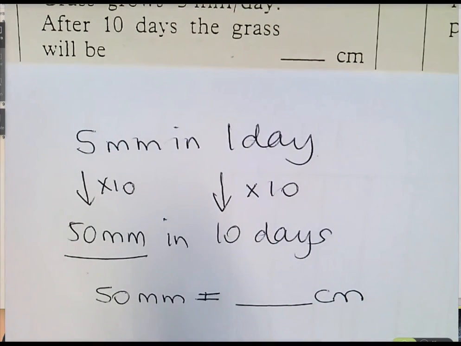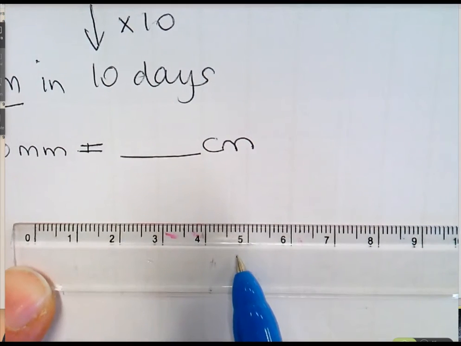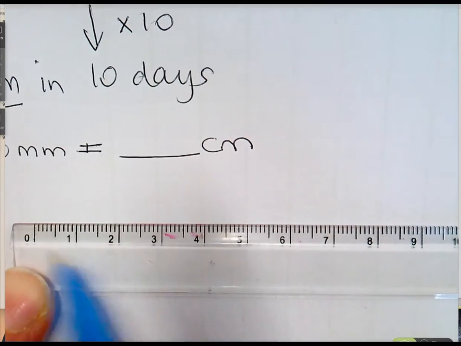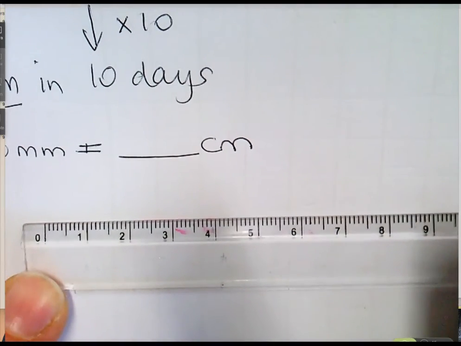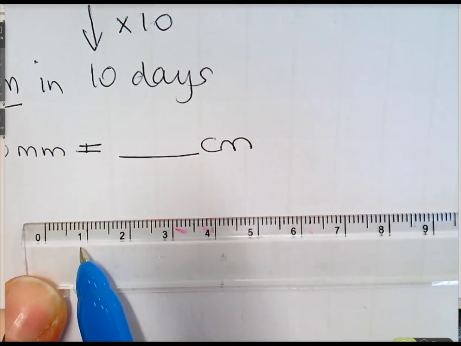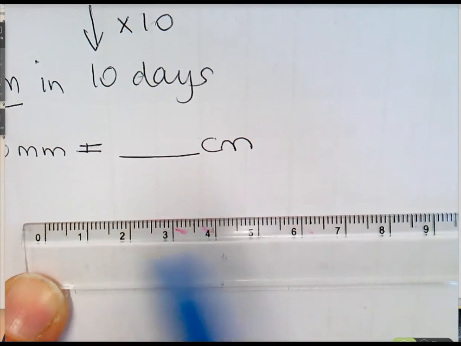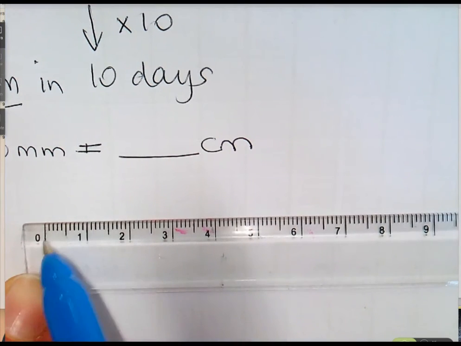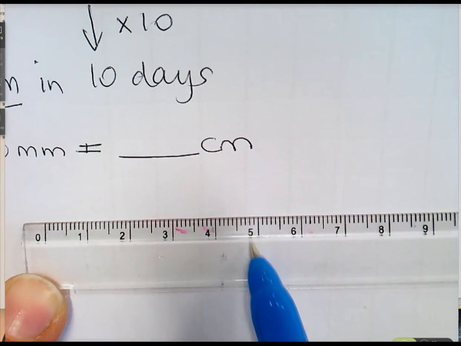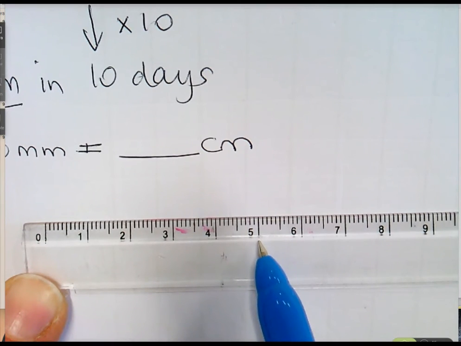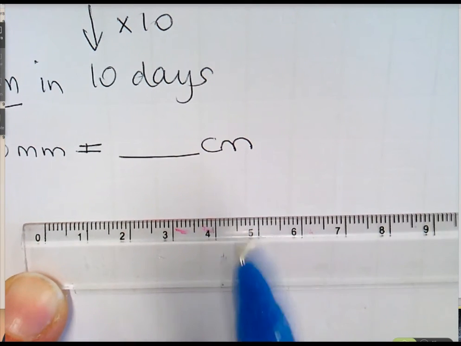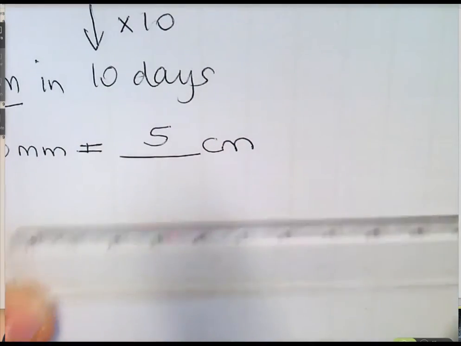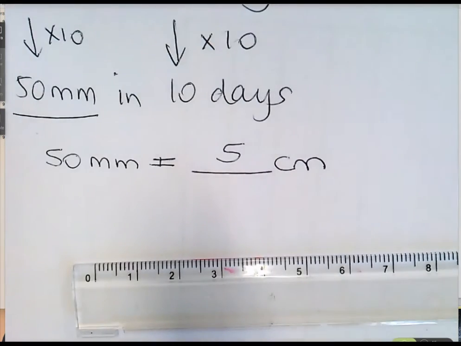50 millimetres. Where's your ruler? The 2 and the 3 and the 4 and the 5 are in centimetres. What do you think the little dashes are? Millimetres. Where's 50 millimetres? If that's 10 millimetres, that's 1 centimetre. So 10, 20, 30, 40, 50 millimetres is how many centimetres? 5 centimetres. Oh yeah, okay, it's a ruler. 50 millimetres is 5 centimetres.